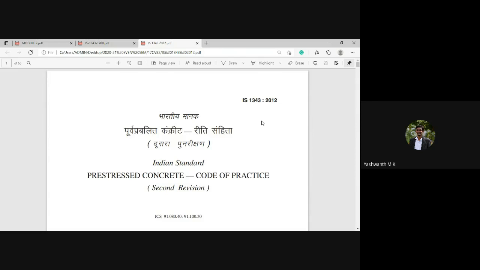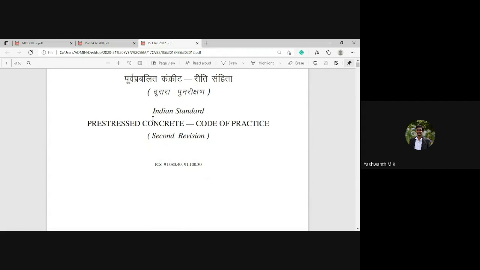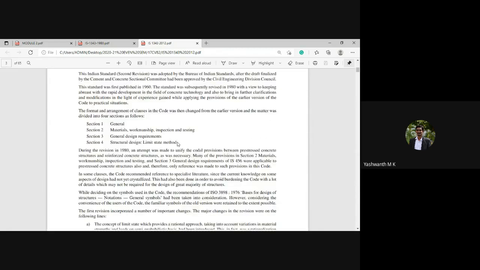So this is the codal provision used in the design of pre-stressed concrete elements, that is IS 1343/2012. This says Pre-stressed Concrete Code of Practice, second revision. So this is the codal provision we are going to follow. Next, let me go ahead with the content.